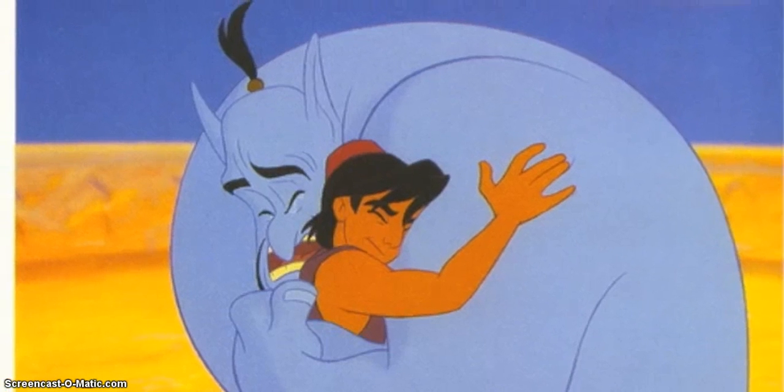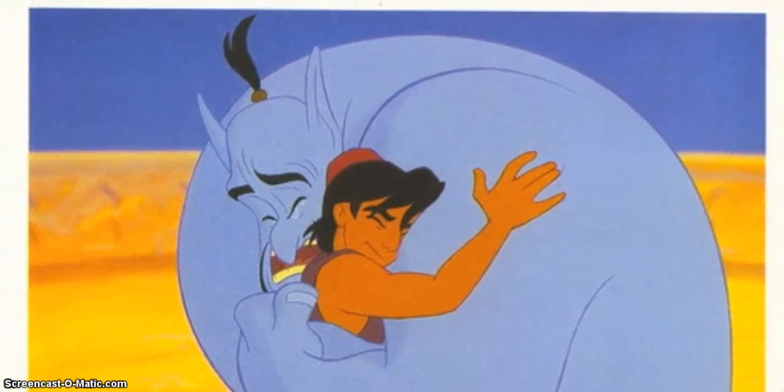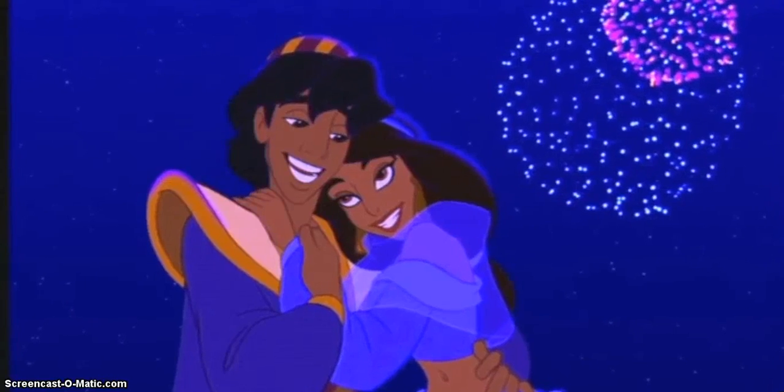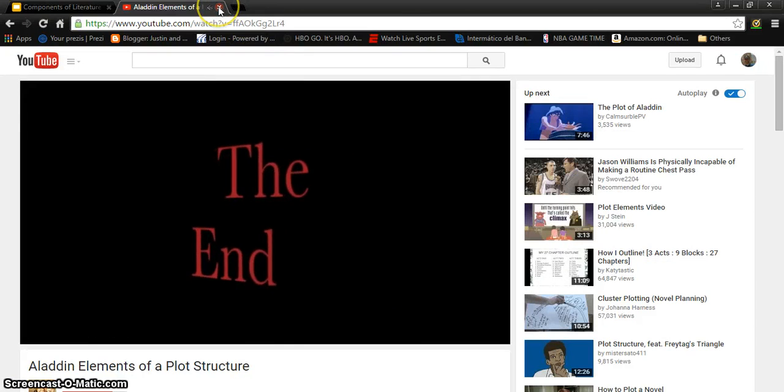The final elements of the plot are called the falling action and resolution. These are often grouped together because they have the same purpose, which is to tie up all the loose ends of the story and end it. In Aladdin, this would be the genie getting his freedom, and Jasmine choosing to marry Aladdin. So those are the elements of the plot structure. Don't forget them.